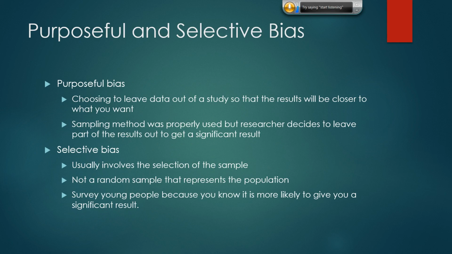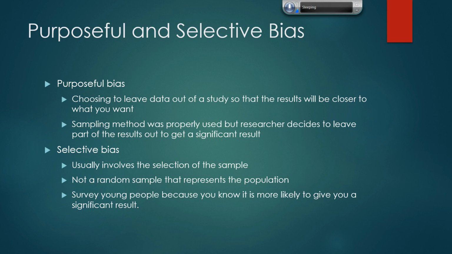Okay, number 5 is purposeful and selective bias. So this really has to do with how we set up the study and what we allow to be in the study. What we're talking about here is bias, and there are two types of bias. The first type is purposeful bias.